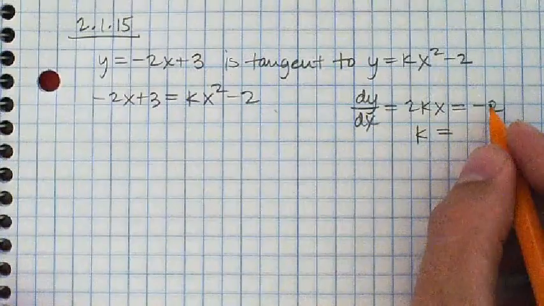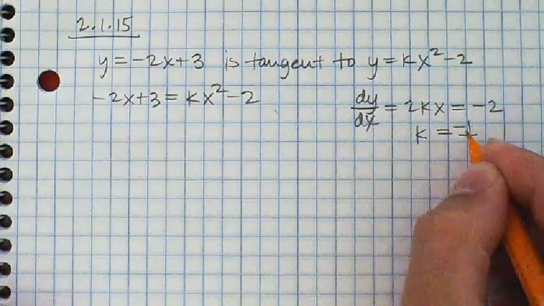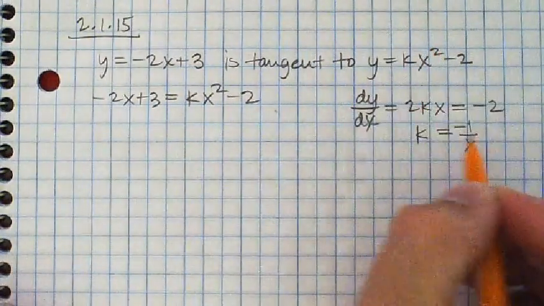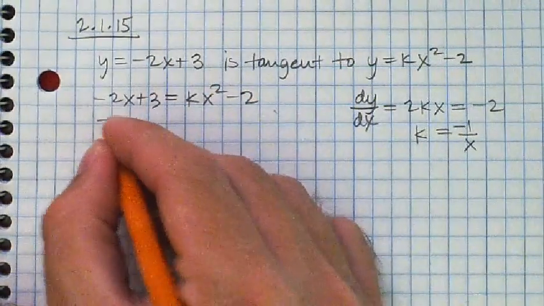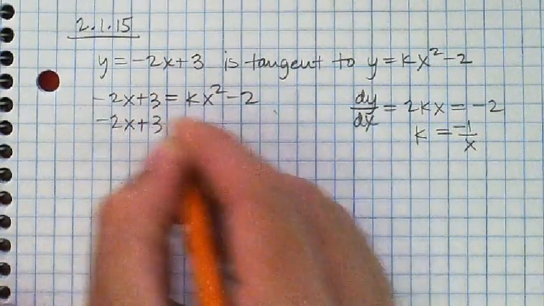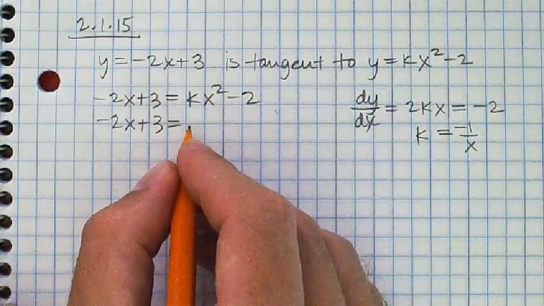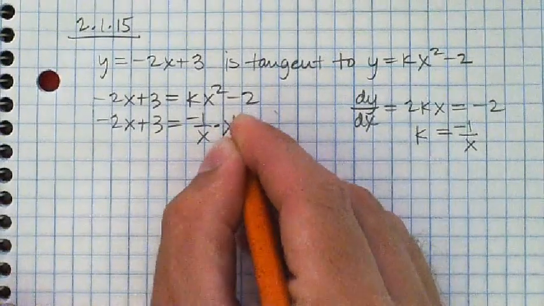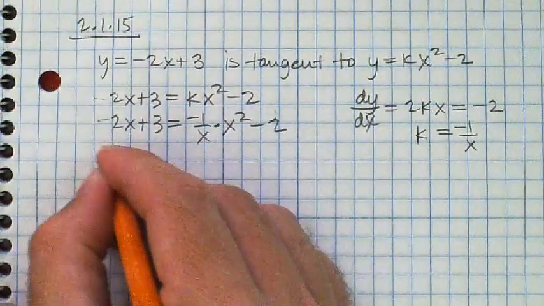So k is going to be negative 2 divided by 2 is negative 1 divided by x. Then I'm going to just throw this in over here. So I'm going to have negative 2x plus 3 equals k, which is negative 1 over x, times x squared minus 2. So this is going to be another negative x. Yeah, here we go.